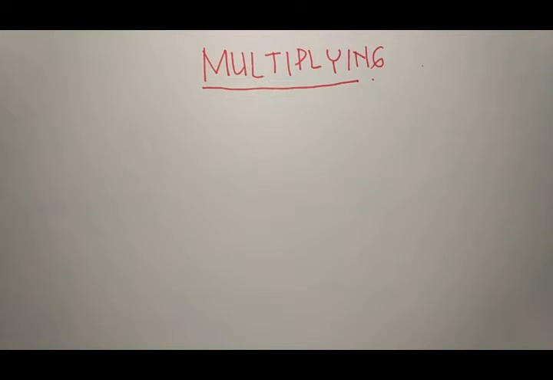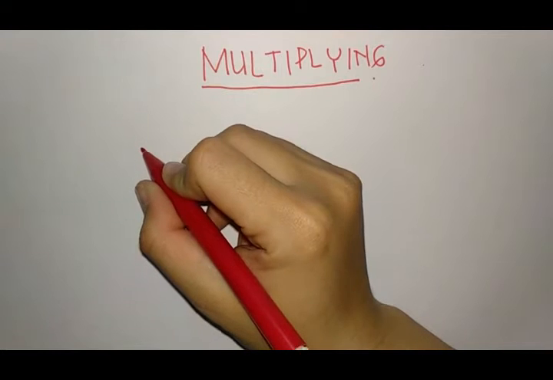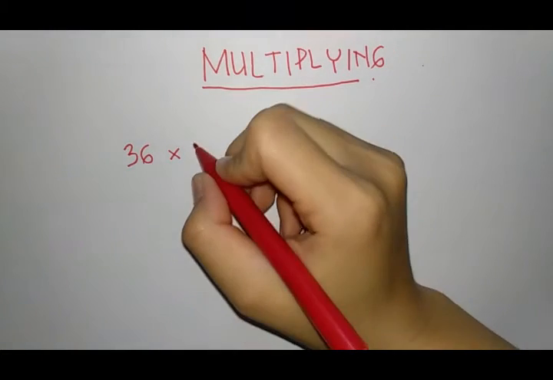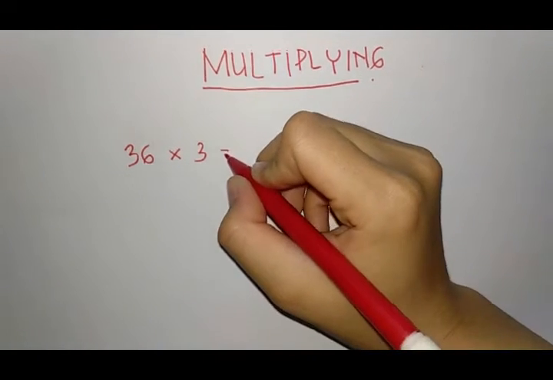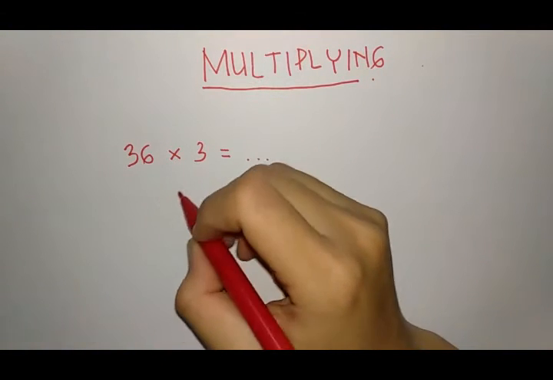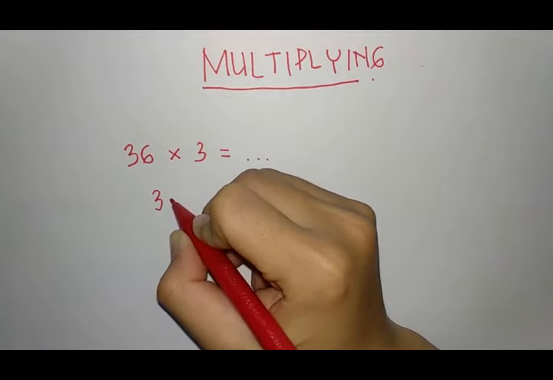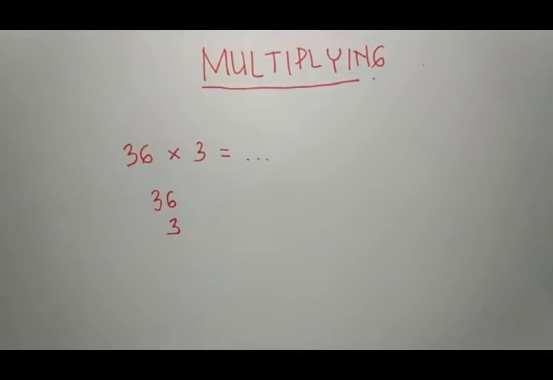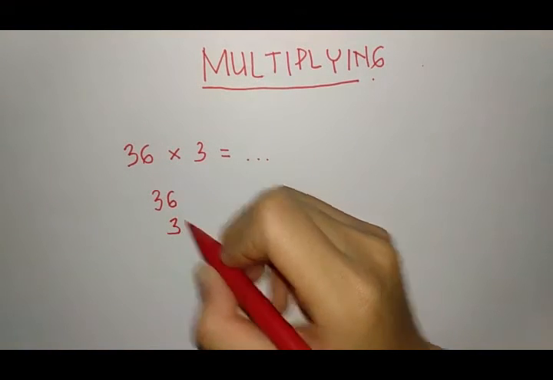First, I will give an example about multiplying by a one-digit number. For example, 36 multiplied by 3 equals. How to solve this question? First, we have to make a form like 36 times 3. We have to place 3 under the 6. Why?